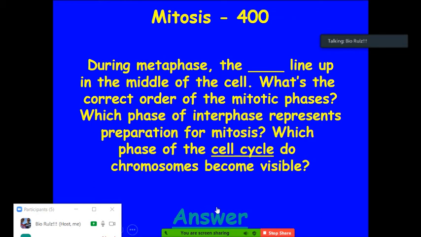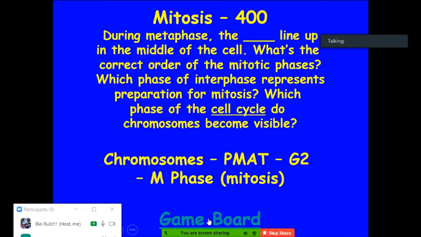All right, here we go. During metaphase, the chromosomes line up in the middle of the cell. Prophase, metaphase, anaphase, telophase. Of course, the only difference between mitosis and meiosis is prophase 1, metaphase 1, anaphase 1, and then the same go through the second phase. Let's see, the G2 phase is the phase of interphase that represents preparation for mitosis.